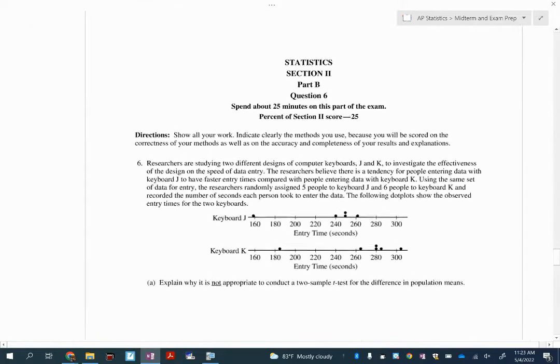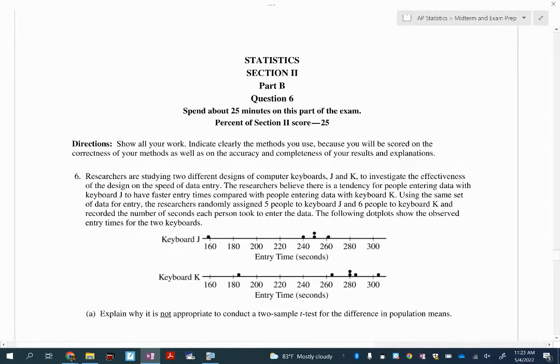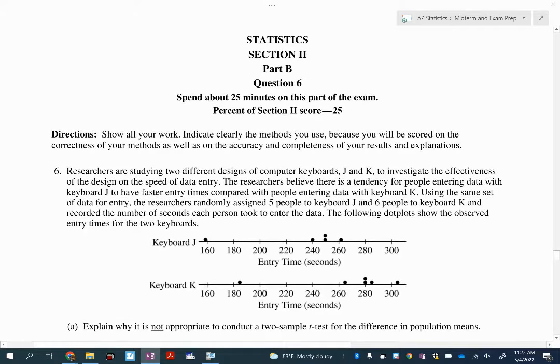I told you in class I was going to make a video of me going through the investigative task. Just a reminder again about this question. It will be the last question. You can see that the percent of your Section 2 score is 25%. So I was incorrect there. I thought it was half. So it's only a quarter. So, I mean, still that's a lot.